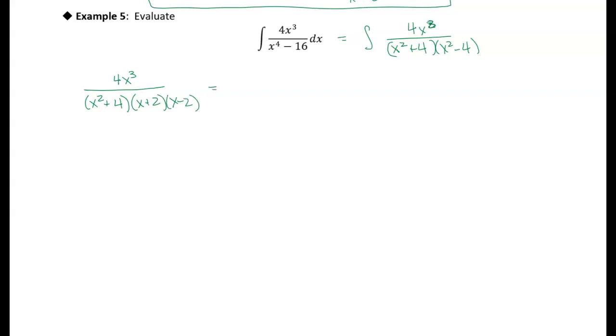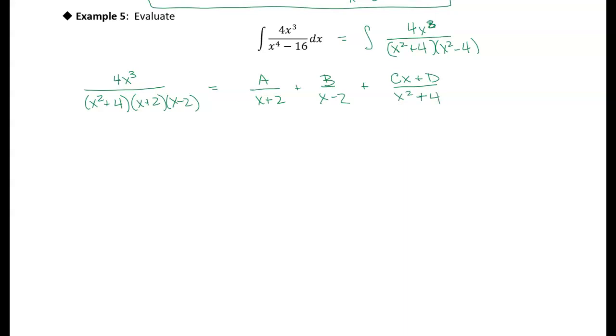Okay, so let's break it down into what we want it to look like. I'm going to start with the linear factors just because they're a little easier to deal with. We know how to deal with linear factors. So we have a over x plus 2 plus b over x minus 2. And if you go back and look at that table, when we have an irreducible quadratic factor, the numerator looks like cx plus d. So we have a quadratic denominator, so we'll have a linear numerator. And so this is x squared plus 4.